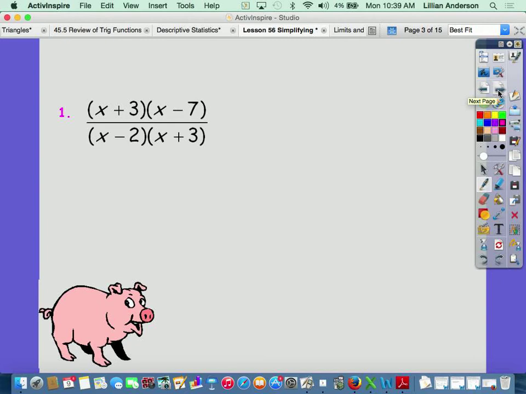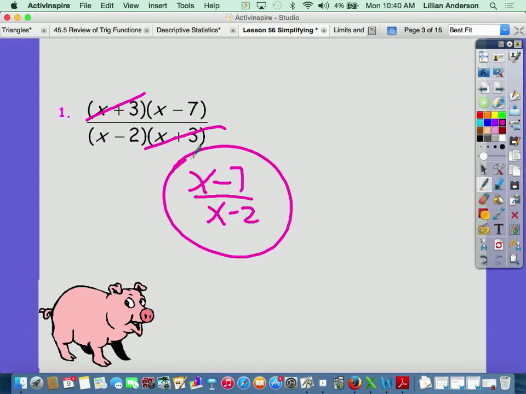So let's look at a couple. Top's already factored, bottom's already factored. What do you notice? They cancel out, leaving me with an x minus 7 over an x minus 2. That's it.